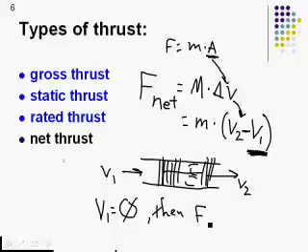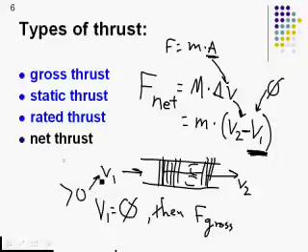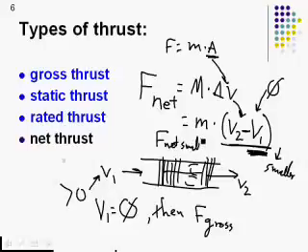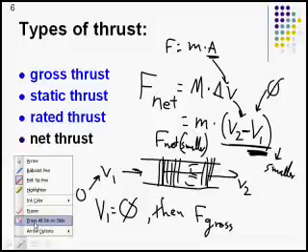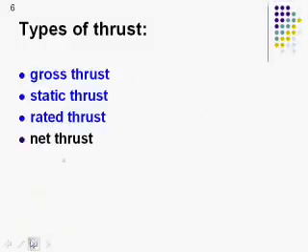then we have F sub g, or gross thrust, because the value of V1 is 0, and the definition of gross thrust is any thrust where the forward speed of the engine is 0. Anytime the forward speed of the engine is greater than 0, then this number here is going to get smaller, and that's going to cause this F here to get smaller. Okay, so now we know what net thrust is.